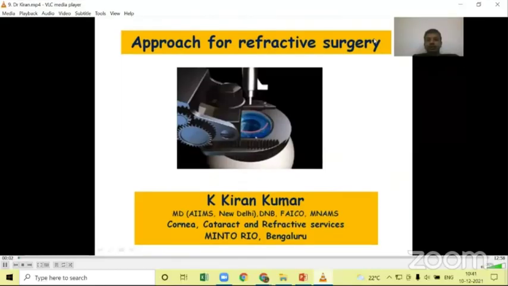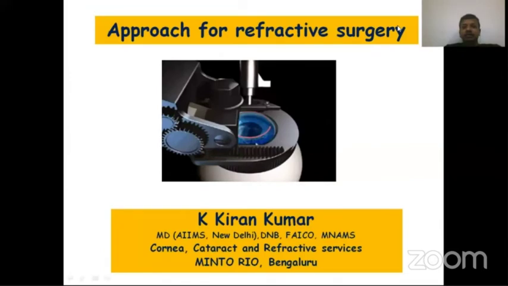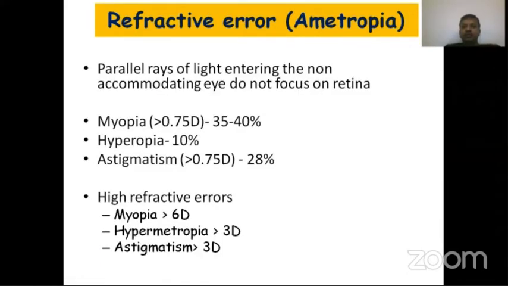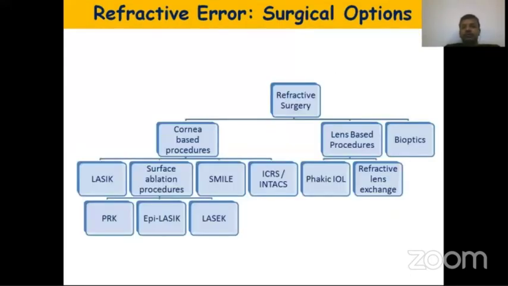Good morning, everyone. I'll be discussing the approach for refractive surgeries. Refractive error is a condition where parallel rays of light entering the non-accommodating eye do not focus on the retina. It could be focusing in front of the retina in cases of myopia, or behind the retina in hyperopia, or even it could be astigmatism. Refractive errors can be easily managed by spectacles or contact lenses, but in some cases where patients are not willing to wear spectacles or contact lenses, we can go for refractive surgeries.